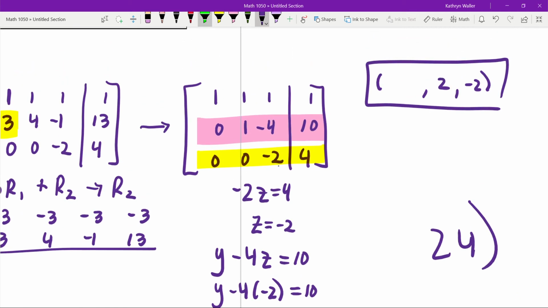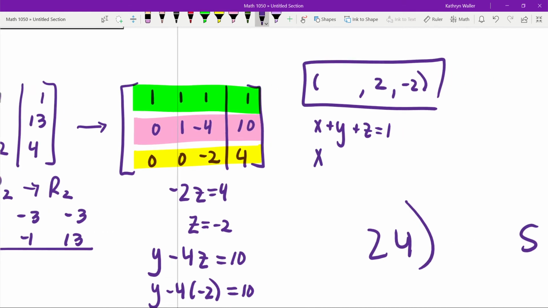Now I move to the row up above that. That means x plus y plus z equals 1. That is x plus 2 minus 2 equals 1. 2 minus 2 goes away. I know that x is 1.